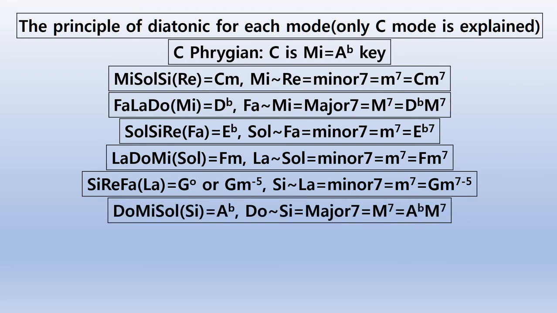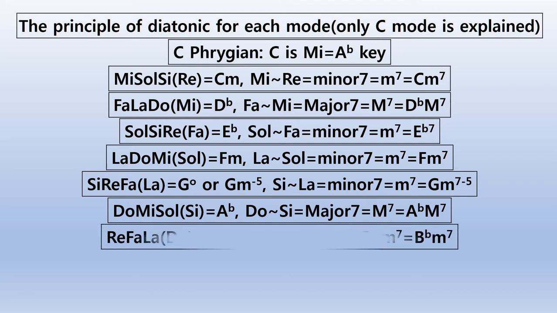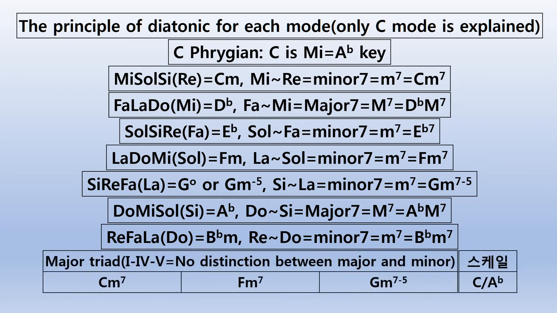The sixth do mi sol triad is A flat, and the above note si is a major seventh from do, so do mi sol si is A flat major 7. The seventh la do mi triad is B flat minor, and the upper note is a minor seventh from la, so la do mi sol is B flat minor 7. The main triads of C Phrygian are C minor 7, F minor 7, and G minor 7 flat 5, and the scale is the C/A flat scale.